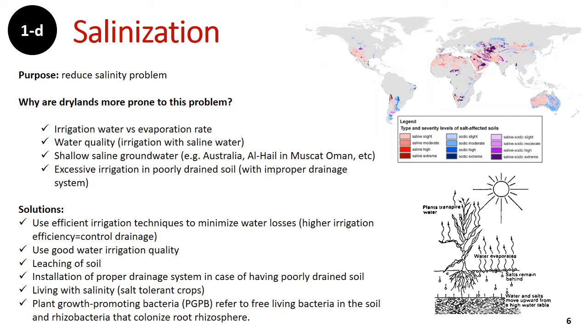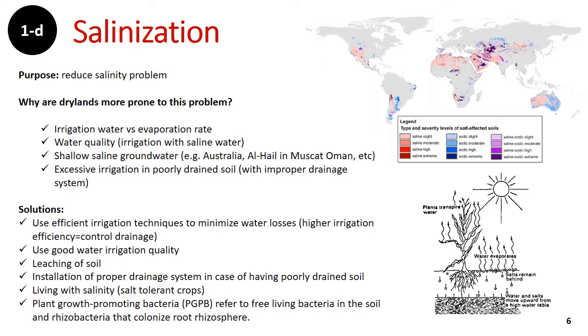Water quality is another challenge for dry lands. In some areas you might have saline water, and again, high evaporation accelerates the accumulation of salt in the soil and ends up degrading the land.